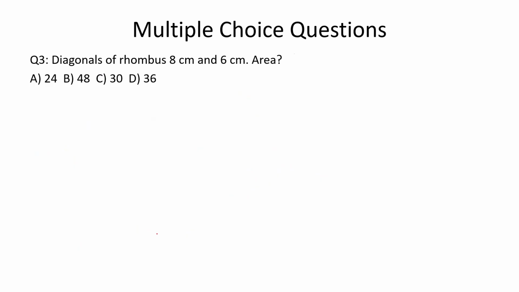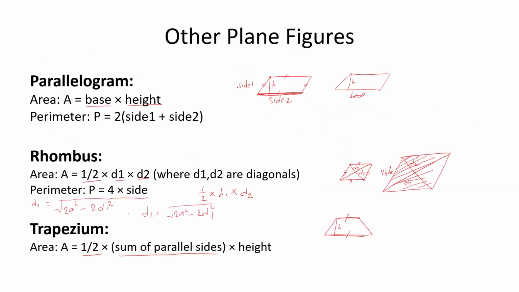Let's check next. So it is rhombus. Diagonals of rhombus are 8 centimeter and 6 centimeter, you have to calculate the area. First thing, you should be knowing what is the shape of a rhombus and what is the importance of diagonals. In all previous questions you have seen that sides were given, but in this case diagonals were given. So first thing, you should be knowing what is meant by diagonal.